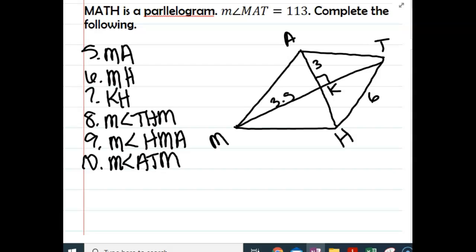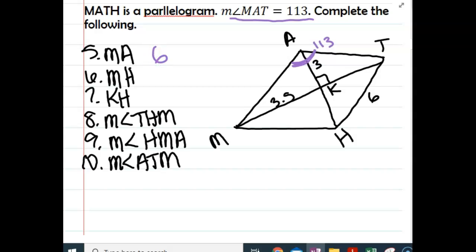Okay, and then the other information they did throw out there, the measure of angle MAT, so this angle right here, is 113. Now they also tell me it is a parallelogram, okay? So if we know it's a parallelogram, all those theorems that the diagonals bisect each other, the opposite sides are congruent, the opposite angles are congruent, all of those things, we know that's true because they already tell me it is a parallelogram. So if I wanted to find MA, what's MA? 6. Opposite sides. It is a parallelogram, so I know that opposite sides are congruent, so I know it's 6.